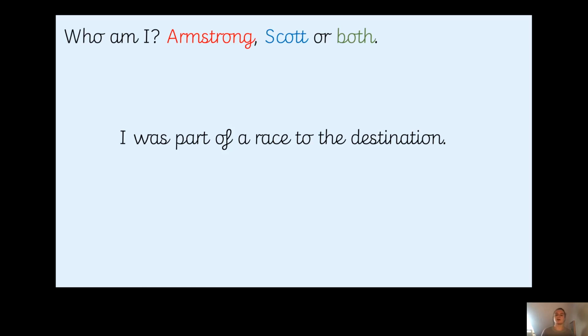Okay, I was part of a race to the destination. Okay, so who was part of a race? Well, we know that Armstrong was part of a race, wasn't he? Can you remember the name of the race that he was part of between the USA and Russia? Yes, that's right. He was part of the space race, wasn't he? So therefore, yes, this statement relates to Armstrong. What about Scott? Well, yes, Scott was part of a race as well, wasn't he? They were both trying to get to the South Pole first, him and Amundsen. So therefore, we can say that this statement relates to both of the explorers.